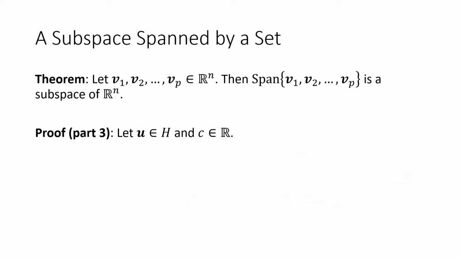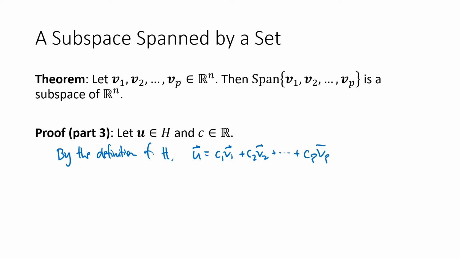Finally, this is going to be pretty similar to part 2 here. We have to show that this set is closed under scalar multiplication. So again, since u is in H, by the definition of H, u is going to look like a linear combination of these v vectors. So c1 v1 plus c2 v2 plus up through cp vp for some scalars ci. Again, we don't know what those scalars are. We don't want to use specific numbers there because we don't know what those numbers should be.